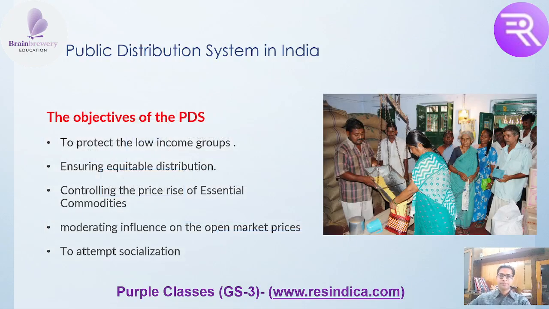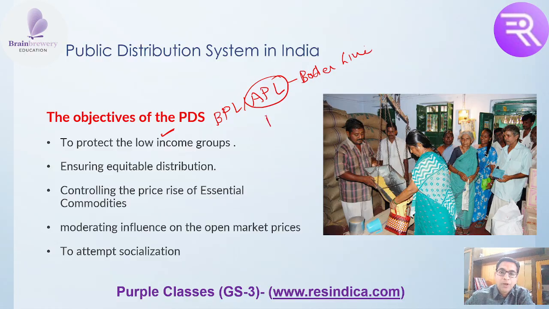Now the objectives. These are the 5 important objectives of the public distribution system. First of all, to protect the lower income group: obviously the below poverty line people, and above poverty line people who are just at the borderline, then the poorest of the poor. Then ensuring equitable distribution, so that wherever they go, they should get proper food grain which is sufficient for survival for a month.